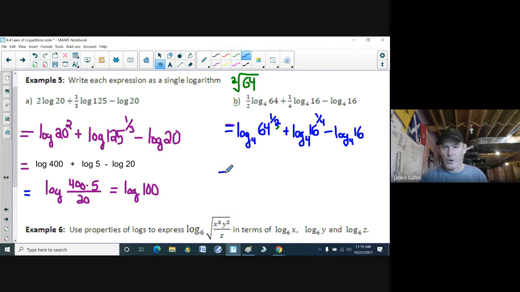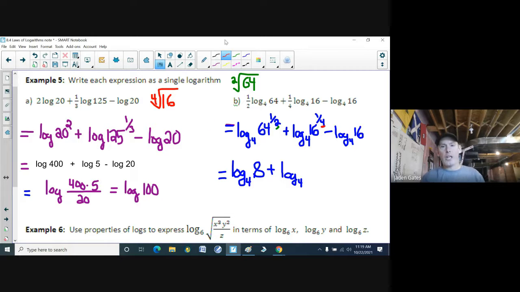All right, so the square root of 64 is 8. There we go. Plus, now I'm on to the next one here, where we have the log base 4 of 16 to the 1/4. Well, 16 to the 1/4 means put a 16, a root sign, but the denominator here is a 4.